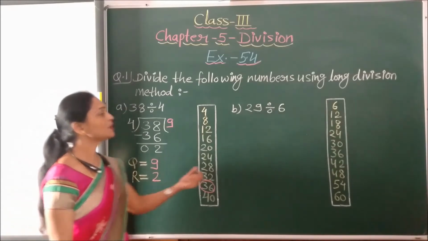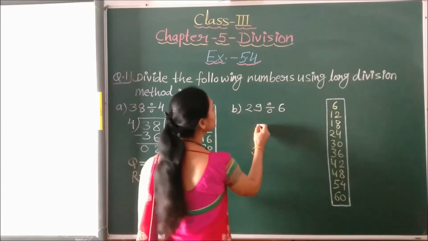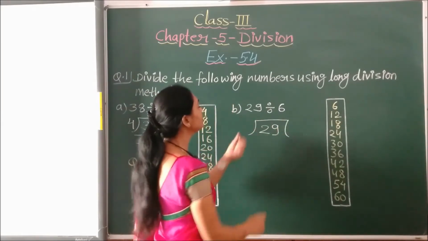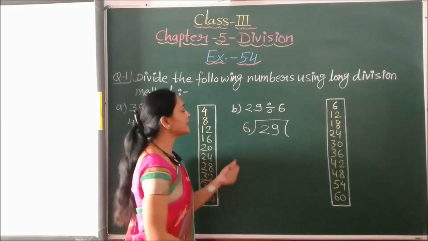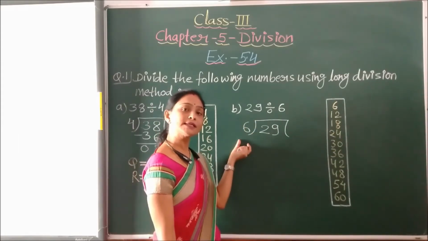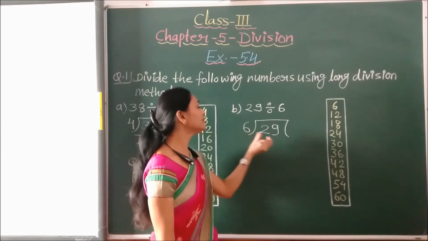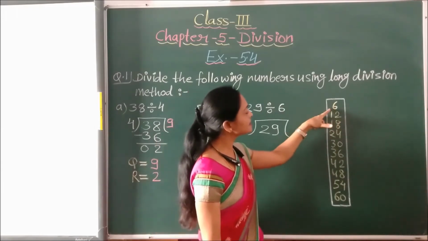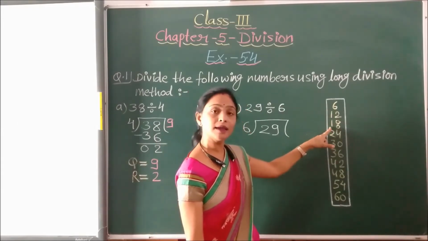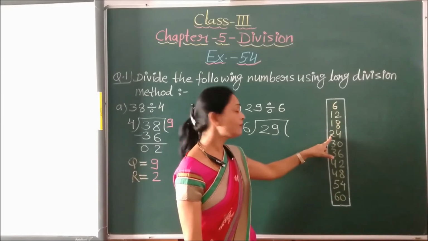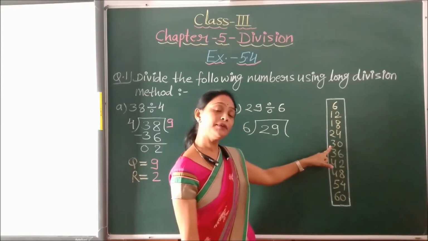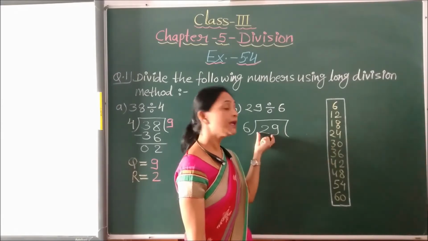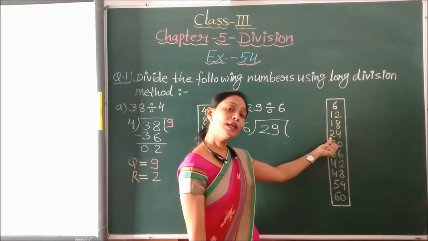Yes. Now we will solve this one also. Here also we will write this 29 inside the division sign, and then we have to write this 6 outside, and we have to read the table of 6 how many times? We have to read it till we are getting 29 or less than 29. So see, 6 1s are 6, 6 2s are 12, 6 3s are 18, 6 4s are 24 and 6 5s are 30. If we are reading 5 times, then we are getting 30, which is more than 29. It means we can read it only 4 times.